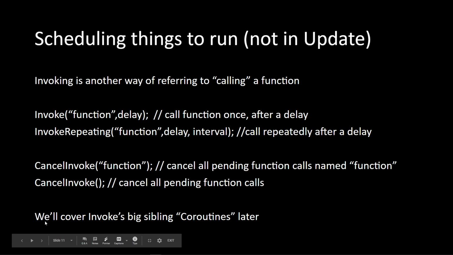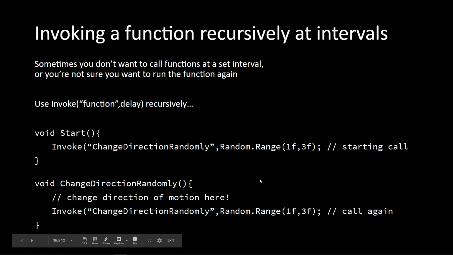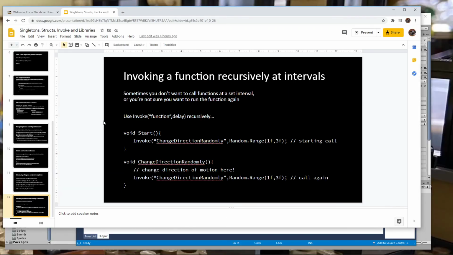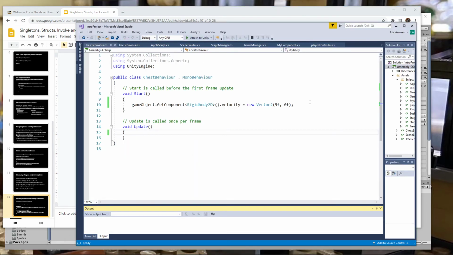And like I mentioned, this is sort of a stepping stone. The bigger sibling to this is coroutines, and they're much more powerful in terms of what they can do. But Invoke is a good stepping stone, so I like people to try things out with it. So let's do a quick example of Invoke here.